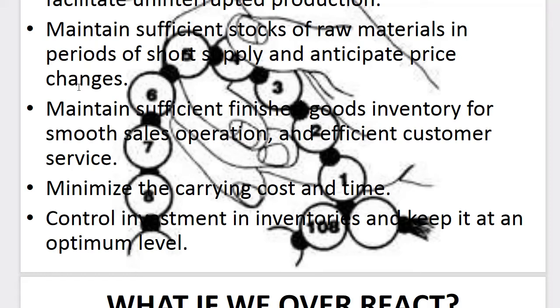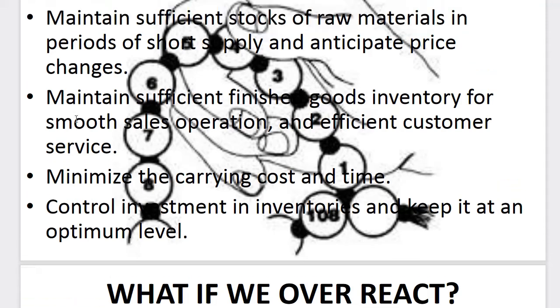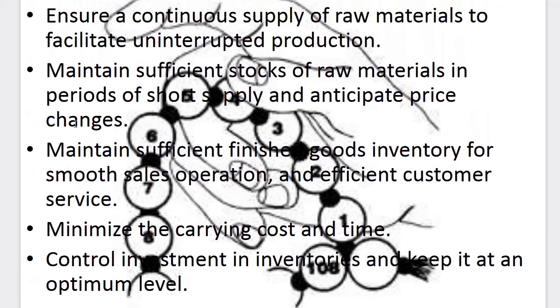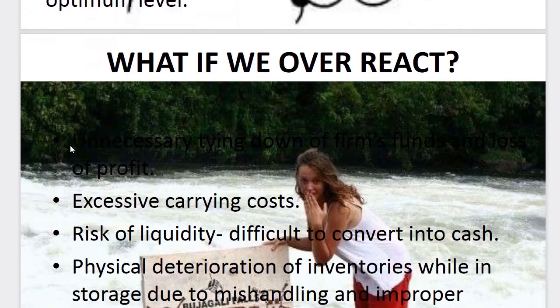Minimize the carrying cost. Yes, it's part of the computation of EOQ and all that. Control investment in inventories and keep it at an optimum level. Yes. Again, there are companies that employ Kanban, certain percentages of inventories versus the current asset, as I mentioned. So that can be considered as the success mantra of inventory management.